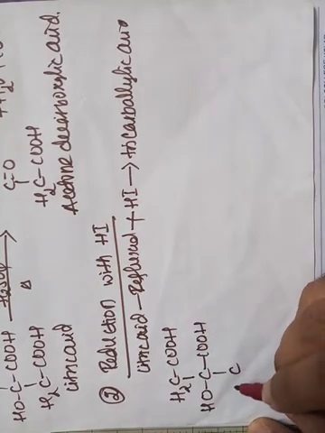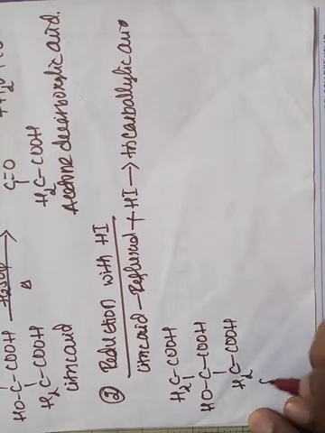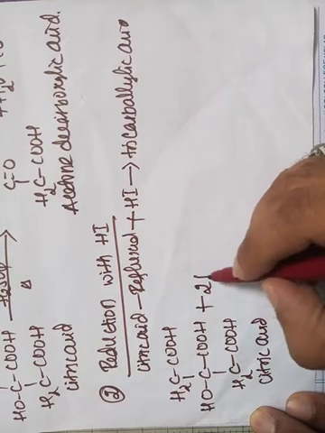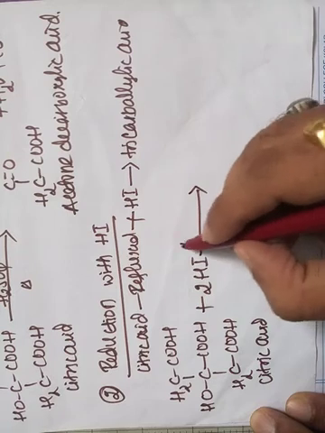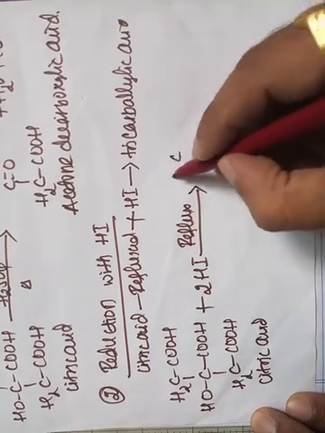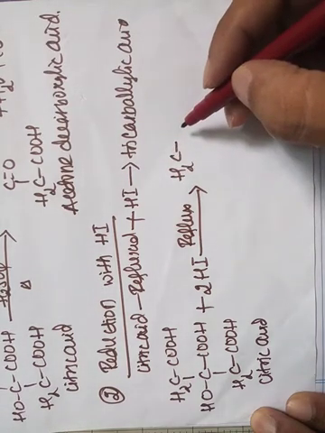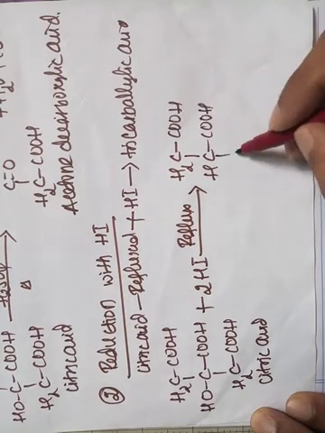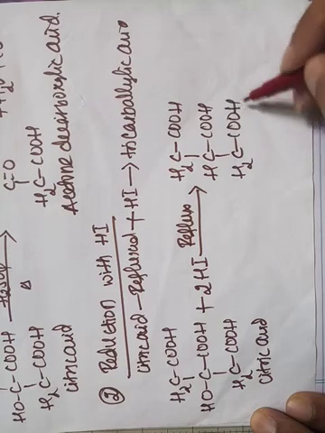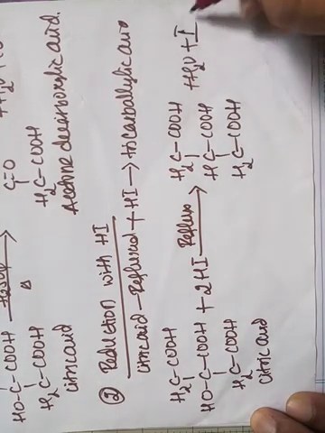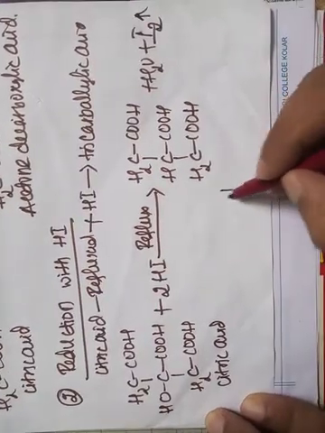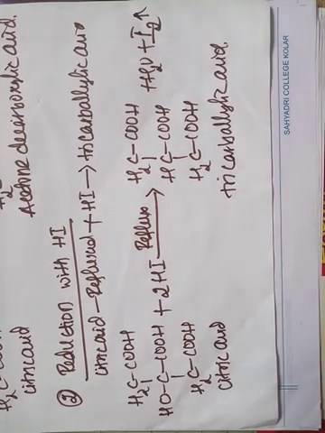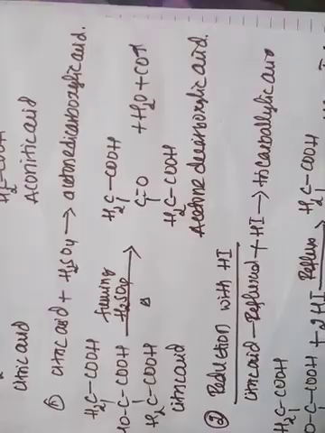Citric acid, when refluxed with hydroiodic acid, that is HI, will form a tricarboxylic acid, along with H2O and I2. So this is the tricarboxylic acid.